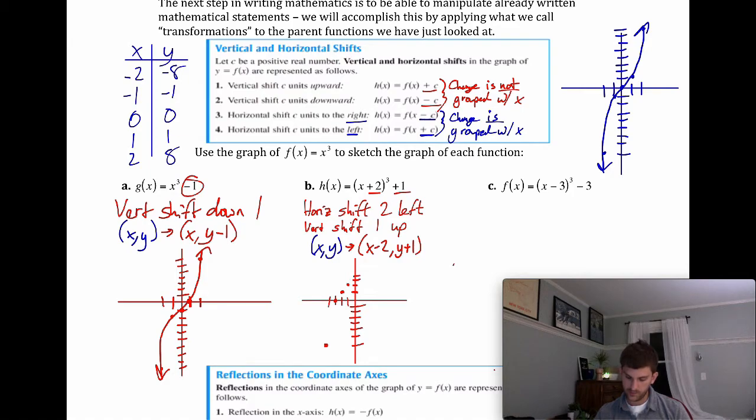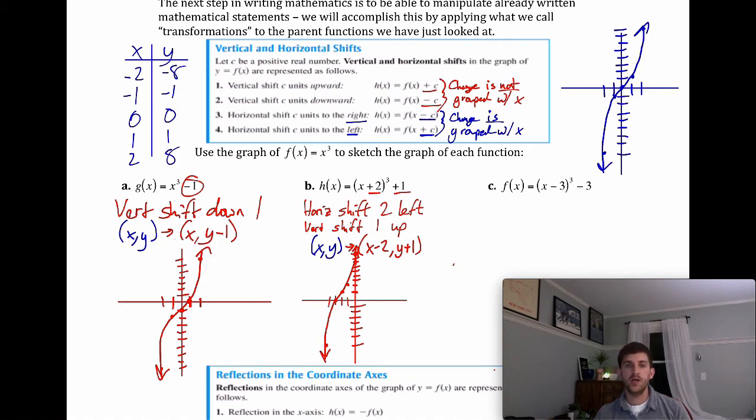Let's see, 4, 5, 6, 7, 8, 9. I kind of crowded myself here. (0, 9). So it's going to be the same S curve, just shifted 2 to the left and 1 up.